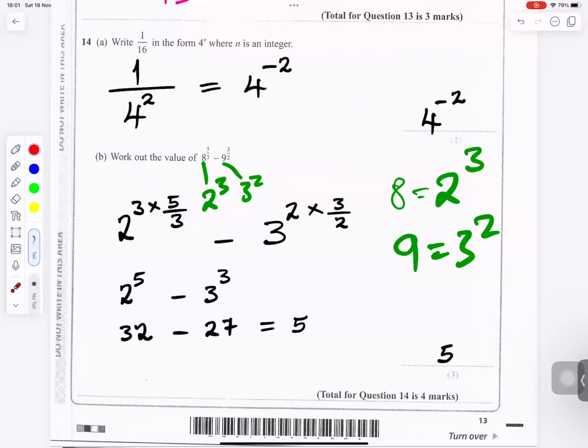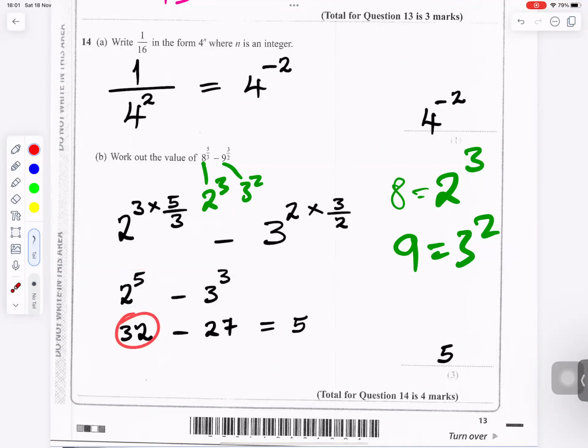So it's 3 times 5 over 3. The 3 will cancel. You're left with 2 to the 5. 2 times 3 over 2. The 2 will cancel. You're left with 3 cubed. So 2 to the 5 minus 3 cubed.